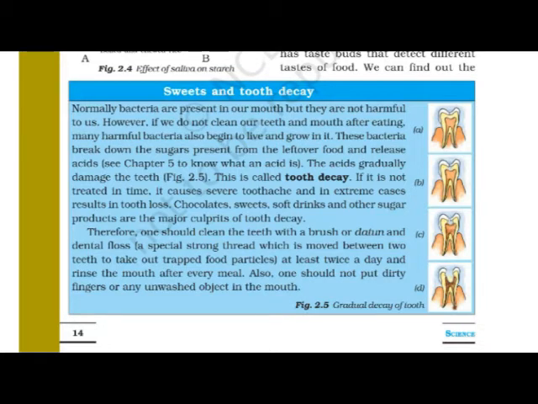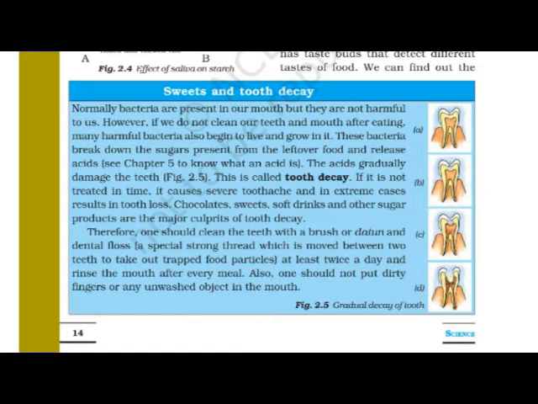Now what is dental floss? It's a kind of special strong thread which is moved between the two teeth to take out the trapped food particles, and this we have to do at least twice a day, and rinse the mouth after every meal, meaning we have to wash our mouth after every meal. This is all the care we have to take if we want to keep our teeth healthy.